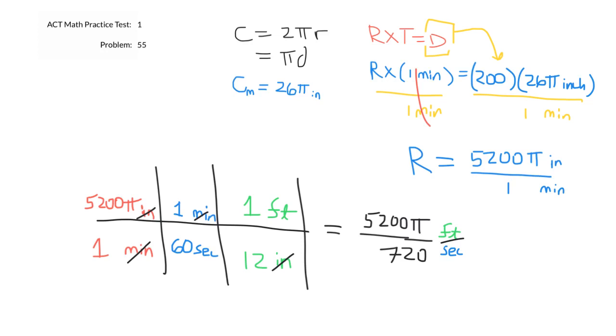That's the answer. However, obviously that does not show up. Well, the good news is that 5,200 pi over 720 can be reduced to 65 over 9, okay? Now, let me just rewrite that as 65 pi over 9 feet per second, okay? Now, some of you might be wondering, okay, well, the pi is on top, but in answer choice A, the pi is off to the side. Well, that is actually okay.